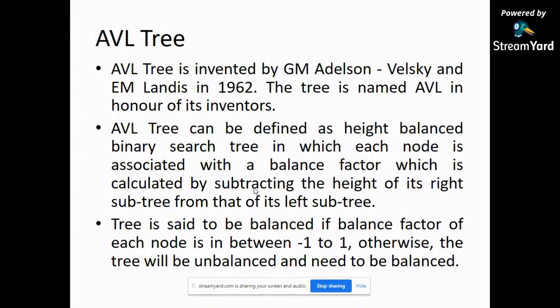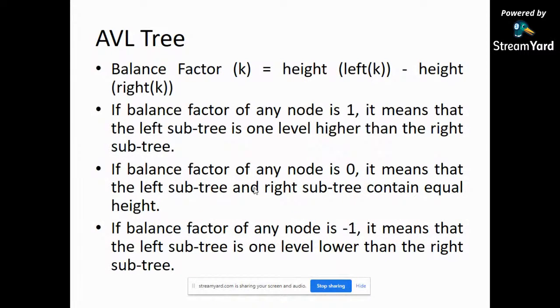If the balance factor is between these three values, -1, 0 or 1, then we can say the tree is balanced. Otherwise the tree is unbalanced and we have to balance this tree. So balance factor, how to calculate balance factor? It is height of left subtree minus height of right subtree.